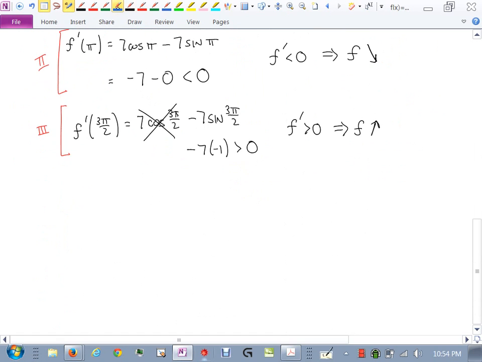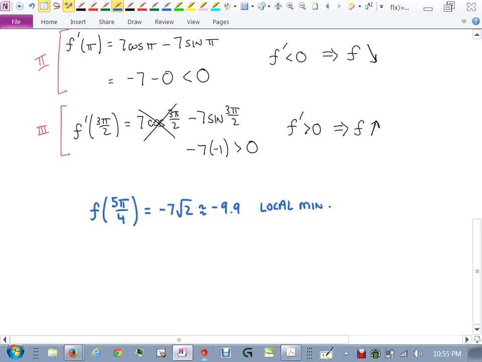So I will say f of 5 pi over 4, which when you plug 5 pi over 4 into the function, I'm not going to show the work, but when you plug 5 pi over 4 in, you get negative 7 root 2, which is approximately negative 9.9. This is going to be your local minimum.